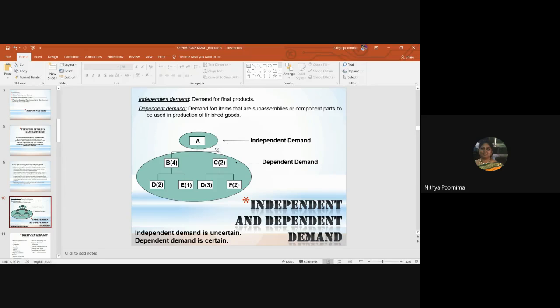This is only a car example I've given, but independent demand is our final product. We need to think about a final product based on this. Dependent demand is where one or the other elements depend upon each other to manufacture a final component.